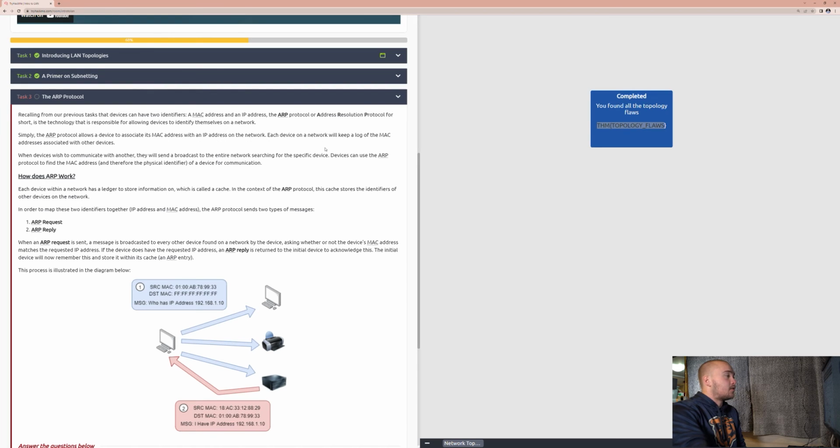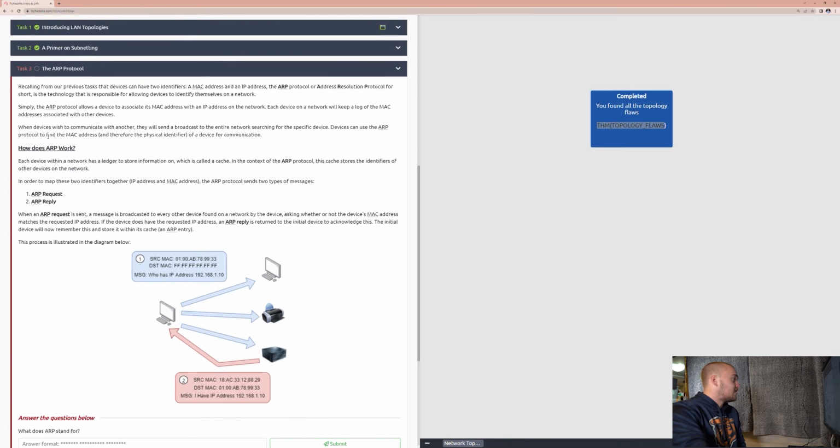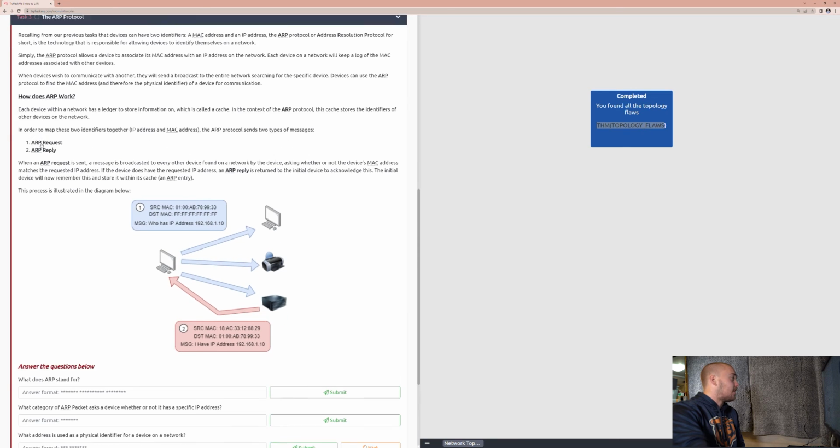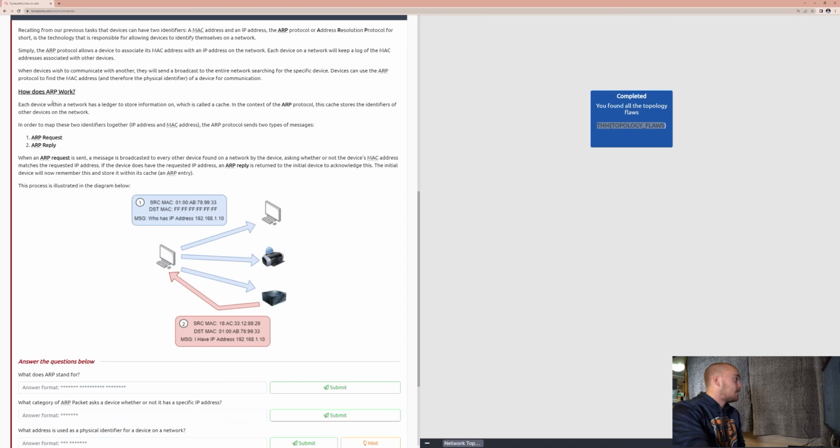Each device on a network will keep a log of the MAC addresses associated with other devices. When devices wish to communicate with each other, they will send a broadcast to the entire network searching for a specific device. Devices can use the ARP protocol to find the MAC address and therefore the physical identifier of a device for communication. How does address resolution protocol work? Each device within a network has a ledger to store information on, which is called a cache. In the context of ARP protocol, this cache stores the identifiers of the other devices on the network.